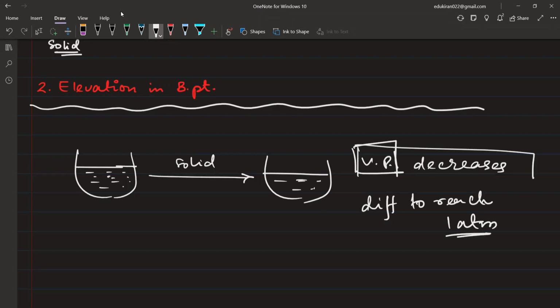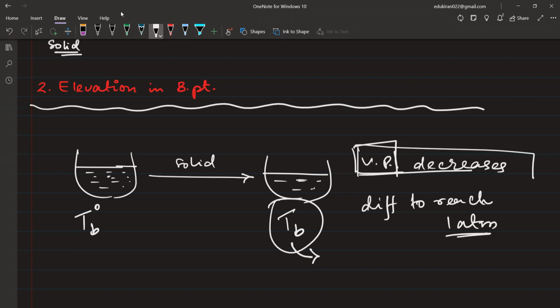Let us suppose that T naught B was the boiling point of the pure solvent. When you added the solute, you have TB, the boiling point of the solution. Obviously, T naught B is going to be smaller and TB will be higher. Why will TB be higher? Because the vapor pressure is less. When we have less vapor pressure, we will require more temperature in order to reach 1 atm.